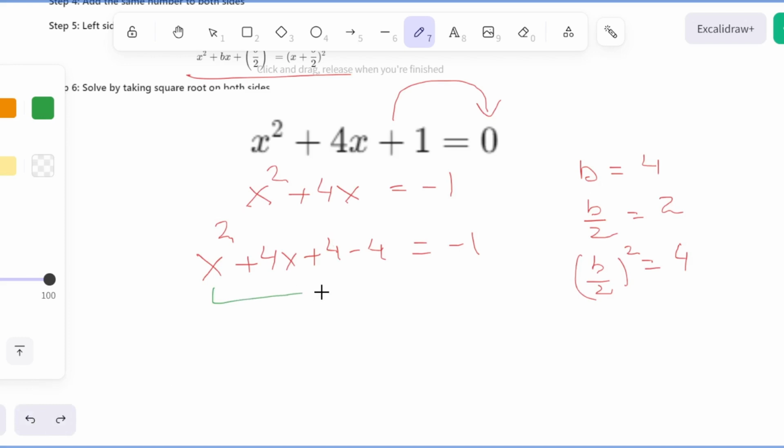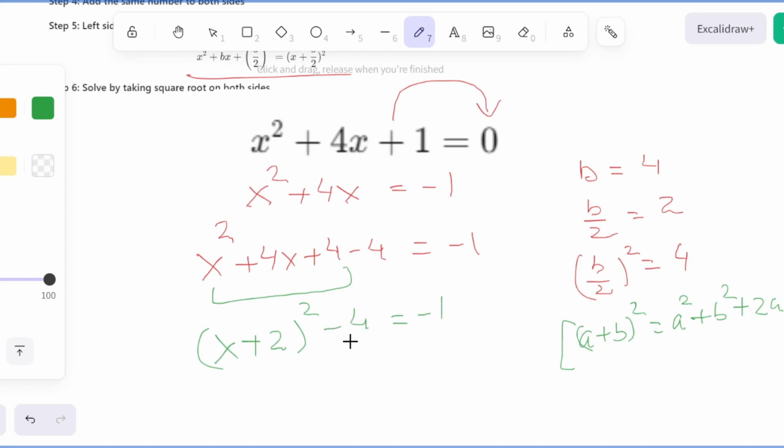Now you can combine these two, so this is going to become x plus 2 whole square. Identity, right? a plus b raised to power 2 is a raised to power 2 plus b raised to power 2 plus 2ab, right? And what is left over? Minus 4 equal to minus 1. You can take this minus 4 to the other side: minus 1 plus 4. All good?